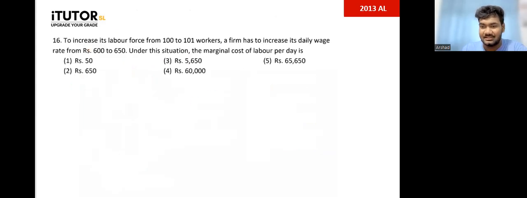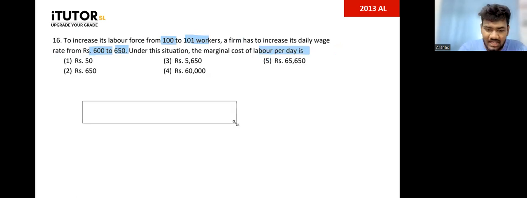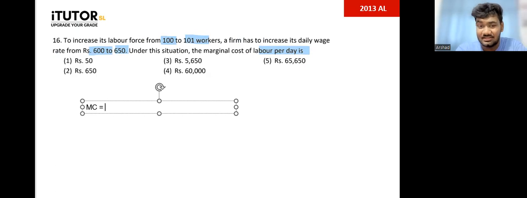Going to the next. Question 60. To increase its labor force from 100 to 101 workers, a firm has to increase the daily wage rate from 600 to 650. Under this situation, the marginal cost of labor per day is. What is the marginal cost of labor? Give me the equation. Marginal cost equals, what is it?